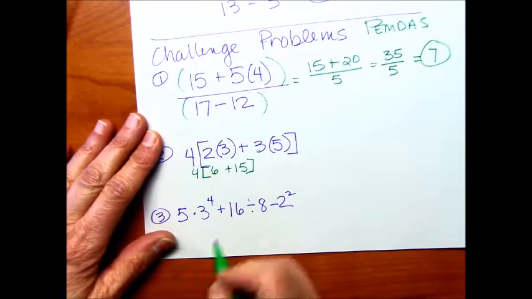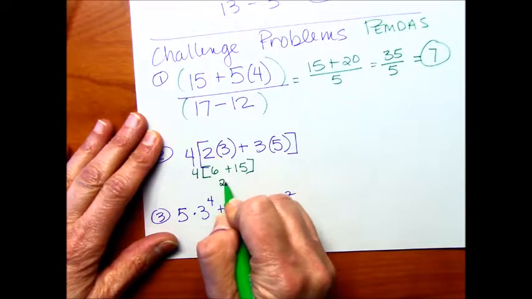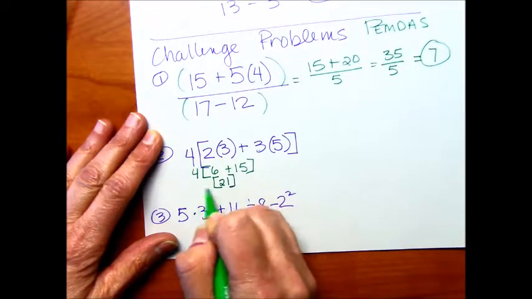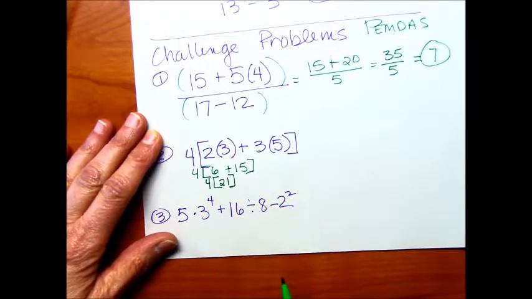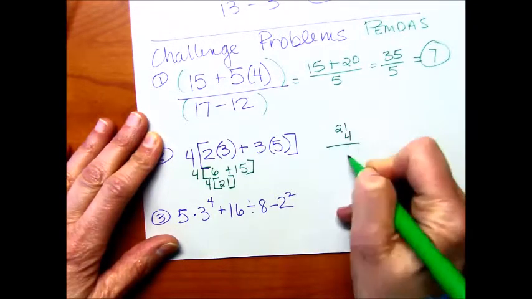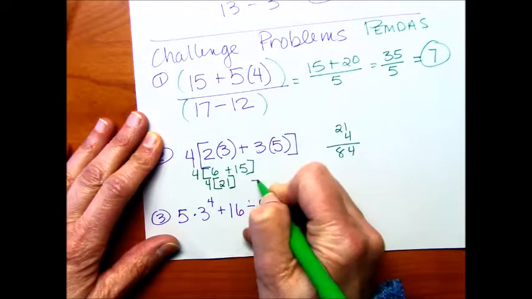It looks less scary. Again, we have to figure out what's inside of those brackets. 6 plus 15, that's going to be 21. So I've got 21, and that's going to be times 4. Okay, 21 times 4 is going to be 84.